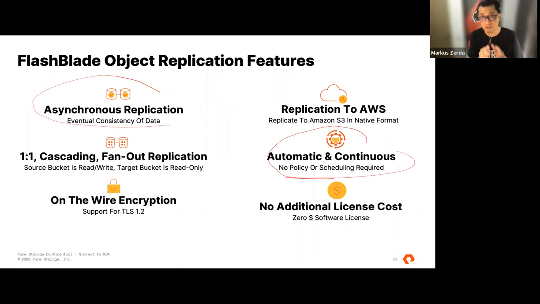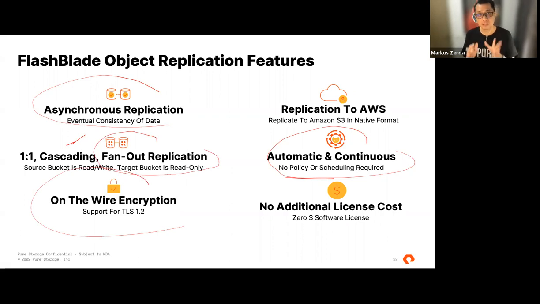We also now, very new, support on 3.2, I believe 3.2.4, cascading, okay? So you can now cascade to a maximum of 2 FlashBlades. FlashBlade A can replicate to FlashBlade B, and FlashBlade B can replicate to FlashBlade C, right? Only a maximum of two layers. Fan out is also now supported. You can now fan out to 2 FlashBlades. It's very new. And of course, whenever you're replicating objects, we support TLS or on-the-wire encryption.